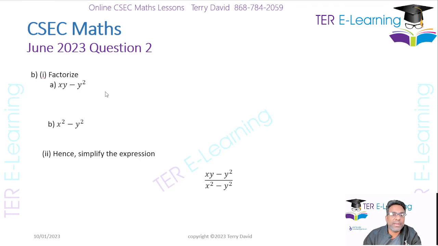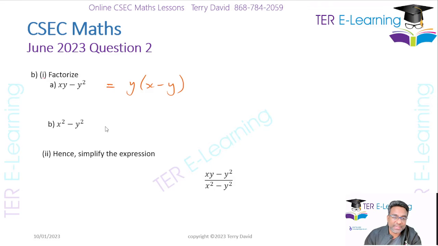All right, the next one here, we want to factorize. We have two things to factorize here: xy minus y squared. So you're going to use the HCF method. So this is going to be y, open brackets, x minus y. So that's it. That's all you need to do for that one.